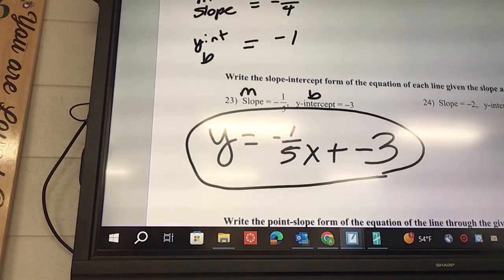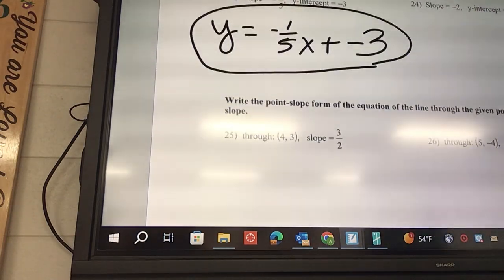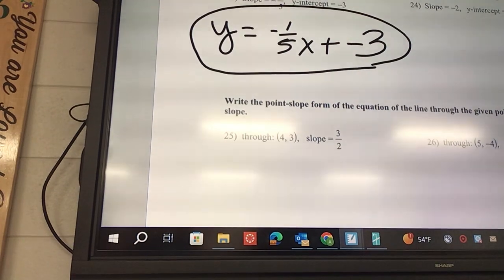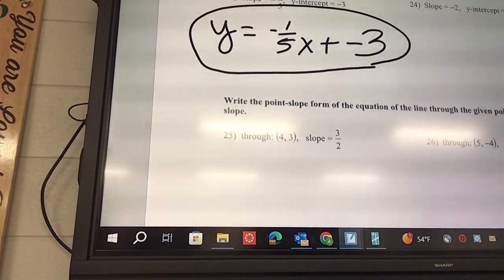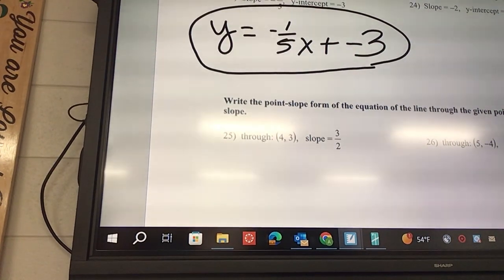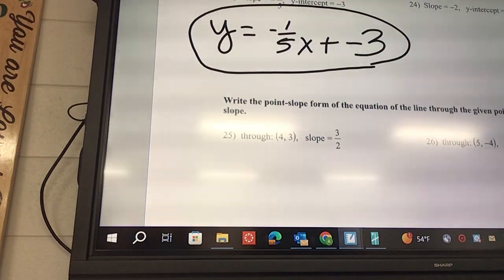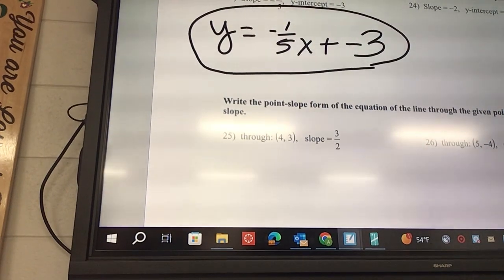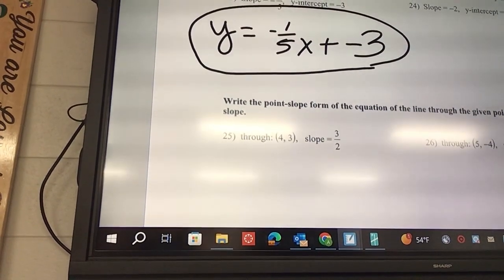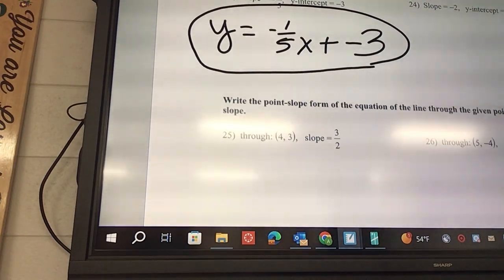Write the point slope form of the equation of the line. What is the point slope formula? Anybody remember? Y minus y1 equals m times x minus x1. Good. So it's y minus y1 equals my m, parenthesis, x minus x1. It's that really, really long one.